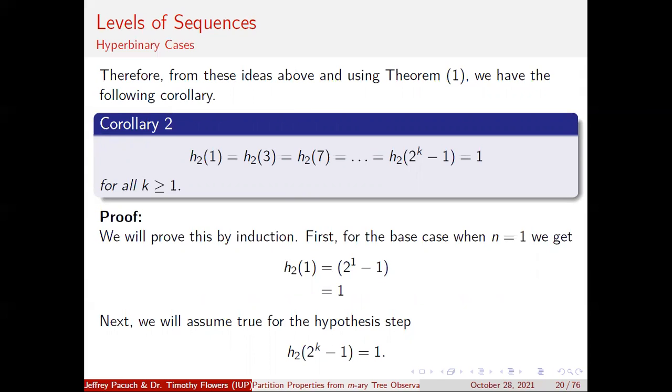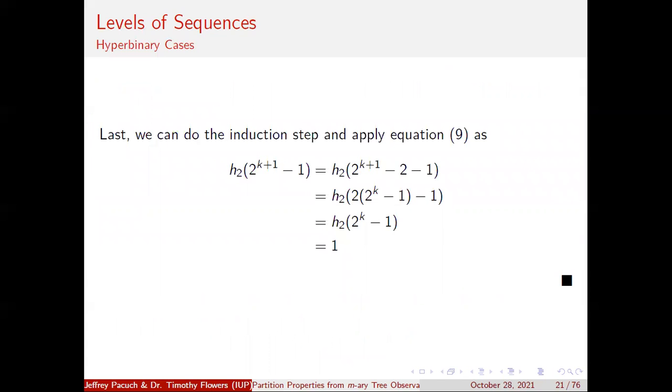So we can see that if we have an integer in the form of 2 to the k minus 1, all of these partitions will be 1. And we can prove this true using induction. Induction is a pretty straightforward, undergraduate proof-writing method. Just to walk you through it really quickly, it'll work for the base case when n is 1. We can assume it's true for the hypothesis step. And then if we go through and do the induction step, we can see that it'll also be true, and it'll work for every integer 2 to the k minus 1.